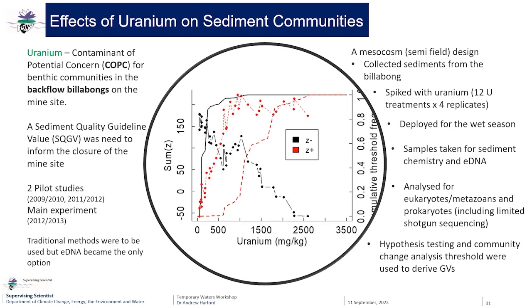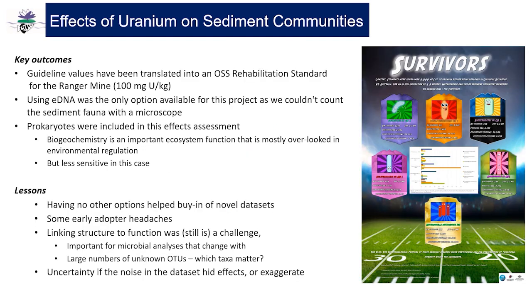We did a bunch of hypothesis testing, threshold change analysis and things like that. And from that, we were actually able to come up with these guideline values. Those guideline values are actually rehabilitation standards, as targets for the closure of that mine site. And like I said, it was the only option because we couldn't really count anything in those sediments. It was way too hard. I mean, we could have, but the resources that were going to go into it were just not feasible.